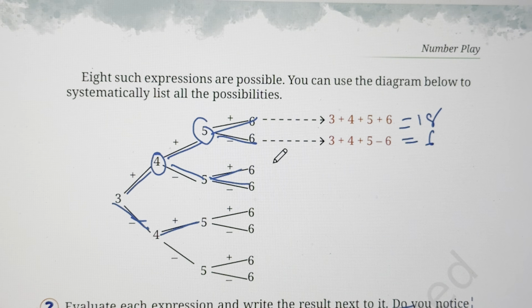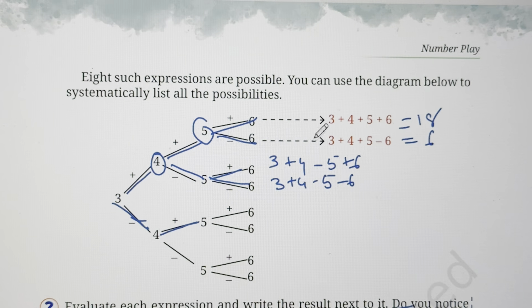Now here it is 3 plus 4. Now we are going this path: minus 5 plus 6 and 3 plus 4 minus 5 minus 6. These are the 2 expressions. Now 3 plus 4 is 7, minus 5 is 2, 2 plus 6 is 8. Here 3 plus 4 is 7, 7 minus 5 is 2 and 2 minus 6 is minus 4. Not necessary, I have done it from left to right. You can do it your way for addition and subtraction, but don't forget the rules of integers.